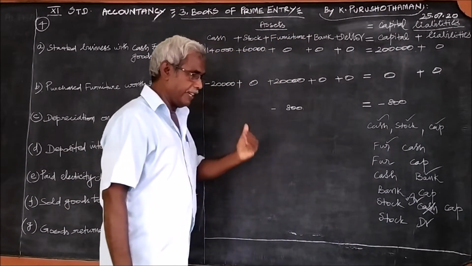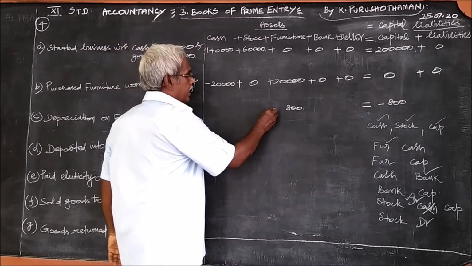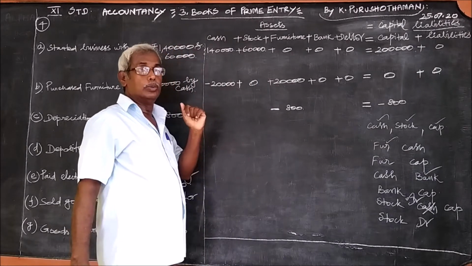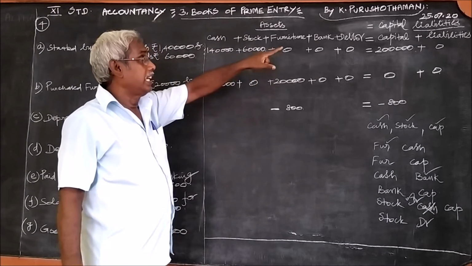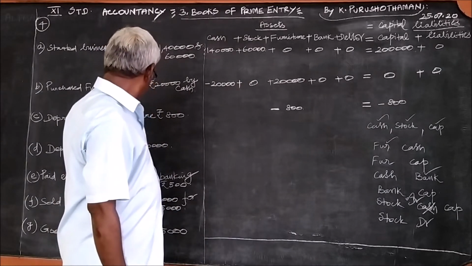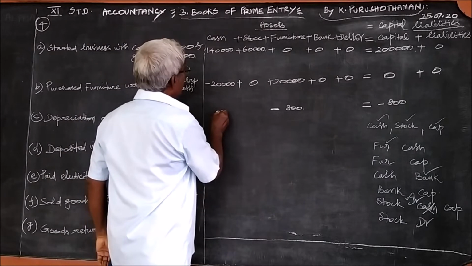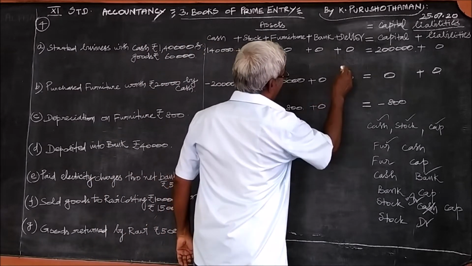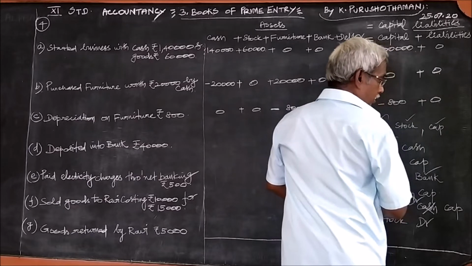Depreciation means decrease in the value of an asset. So the value of the asset is decreasing, minus 800. At the same time, it decreases the capital value. If there is any profit, plus, and in the capital also it is plus. You must be very careful. For the other items: this one 0, cash 0, stock 0, bank 0, and debtor 0. In this transaction, liability is also 0.